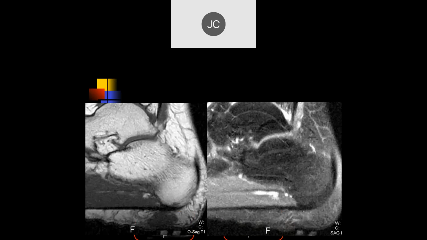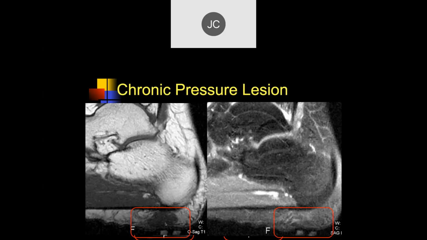And then here's just an example of a pressure lesion overlying the plantar. Not a lot of edema on the edema sensitive sequences, replacement of the fat by fibrous tissue on the T1 weighted images, and that's a chronic pressure lesion.